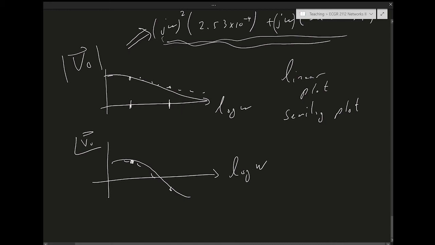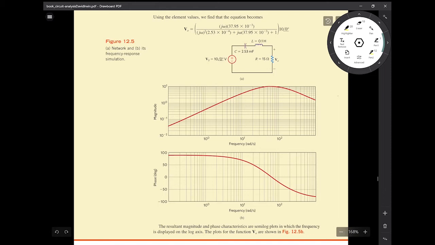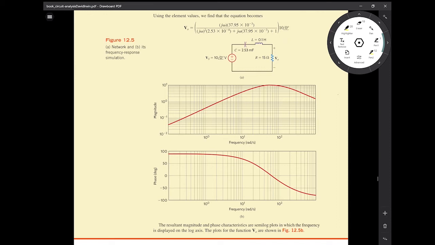Right? So let's see how that plot would look. For this example, the semi-log plot will look like this. Notice here we're plotting with respect to log omega. So this is a semi-log graph, meaning that the x-axis is log omega. So we start with 10 to the power 0, 10 to the power 1, 10 to the power 2.